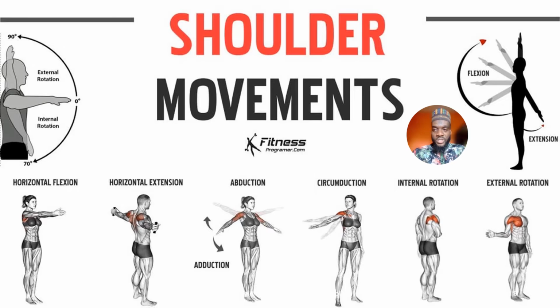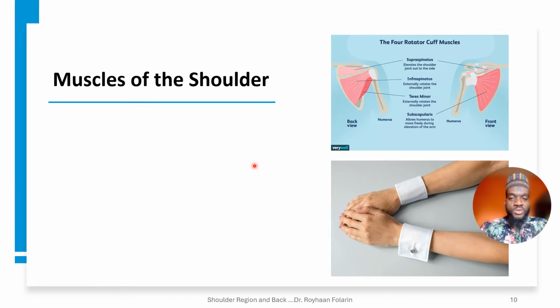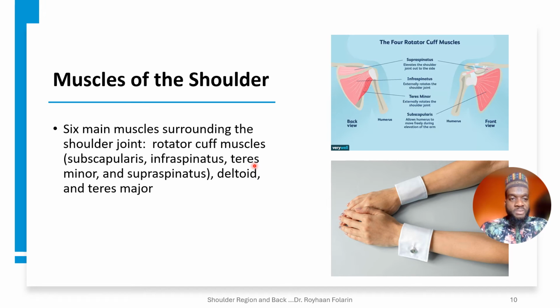Okay, so the muscles of the shoulder now. There are 6 main muscles that surround the shoulder joint, and we have amongst them a group of 4 muscles known as the rotator cuff muscles. These refer particularly to the subscapularis, the infraspinatus, the teres minor, and the supraspinatus. These 4 make up the rotator cuff muscles, and a cuff is what I've put here to remind us what the shape is. So they are so called because of how they form a cuff around the shoulder, making this kind of wrap around the shoulder.